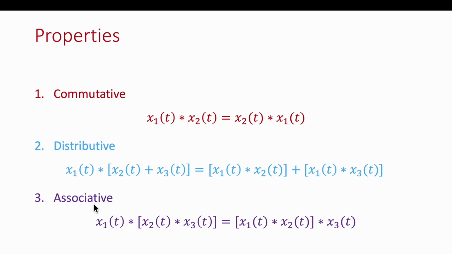The third one is the associative property. Here you are taking the convolution of x2(t) and x3(t), and then taking the convolution of that resultant with x1(t). On the right hand side, you first take the convolution of x1(t) with x2(t), and the resultant is convolved with x3(t). The result will remain the same. That is known as the associative property.